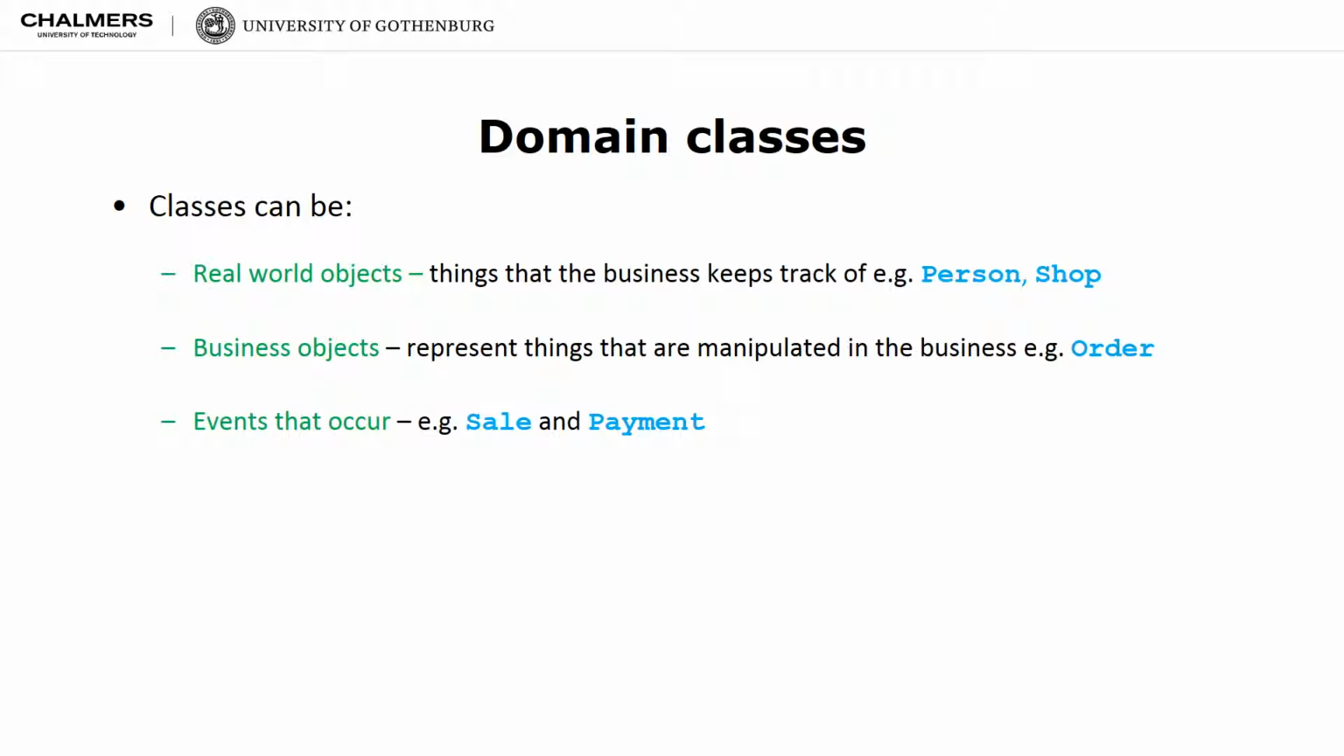So these are physical things in the real world, like a person or a shop, so tangible things, objects in the real world. Objects could also be business objects, so things that are immaterial but still have a counterpart in the real world, like for instance, an order. And events are things that occur in the business, like for instance, a transaction like a sale or a payment, and so on and so forth.